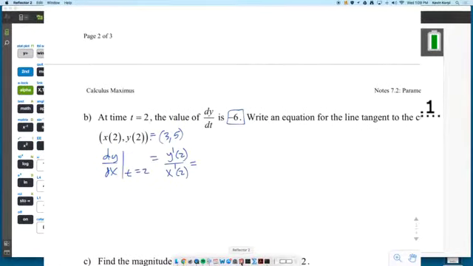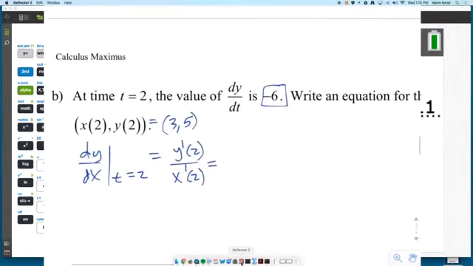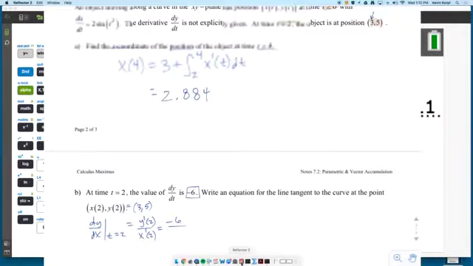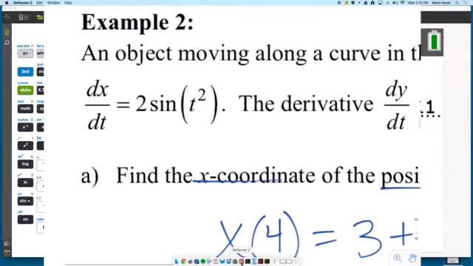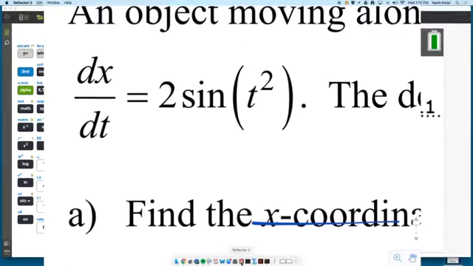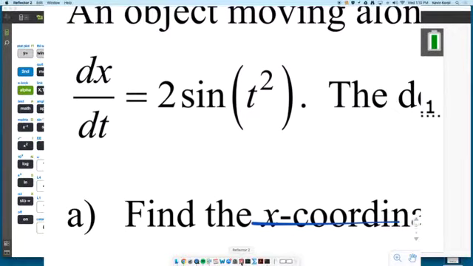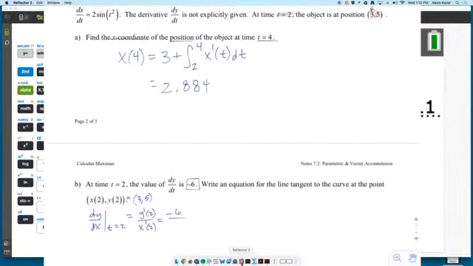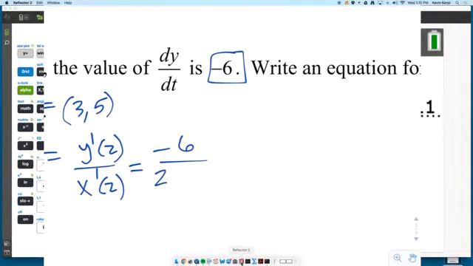Do I know what y prime of 2 is? What? Negative 6. They just gave it to me. Wow, that's cool. I needed it, and they gave it to me. X prime of 2, I'm just going to plug it in. It'll be 2 sine of 2 squared, which is 4. So 2 sine of 4.